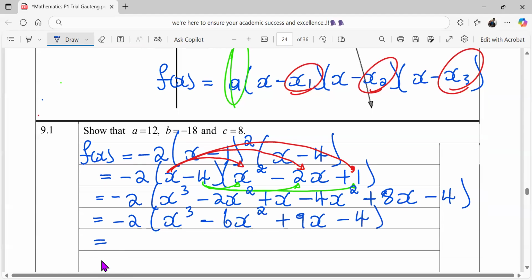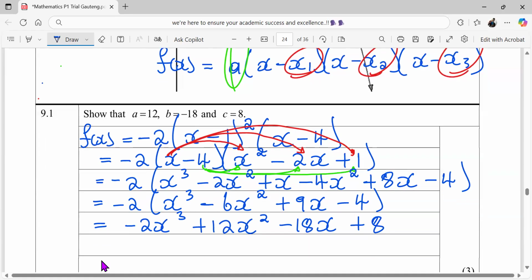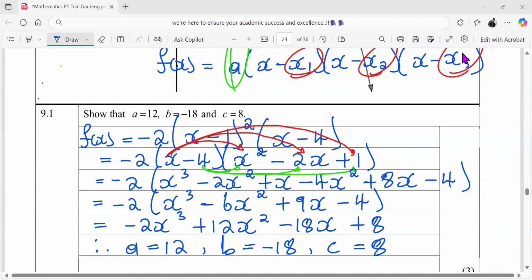Then the last step is to distribute the -2. Well, in which case you get something that looks like this one. Right. Then now you can make a conclusion and say, therefore, A will be 12, B -18, and C +8. They were just asking you to find the equation of this cubic function, and that was just it.